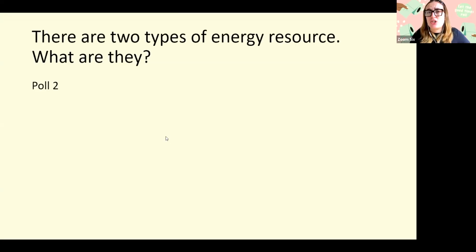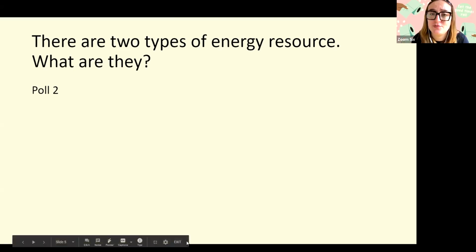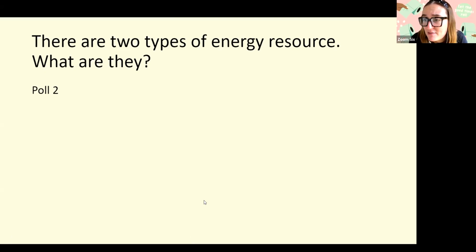Today we are going to talk about 2 types of energy resource, and I want to know if you know which 2 types of energy resource there are. Off you go. Are they light and sound? Are they renewable and non-renewable? Are they ones that are environmentally damaging or safe? I'm going to give you only 30 seconds for this one because I think I've already mentioned this and I probably should have remembered that when I wrote the poll.